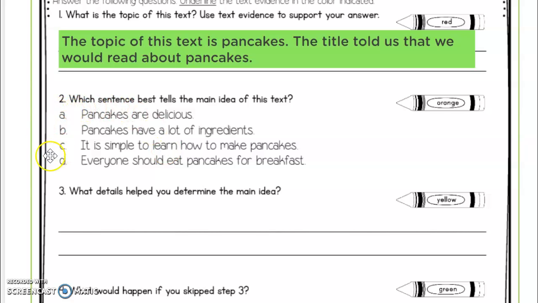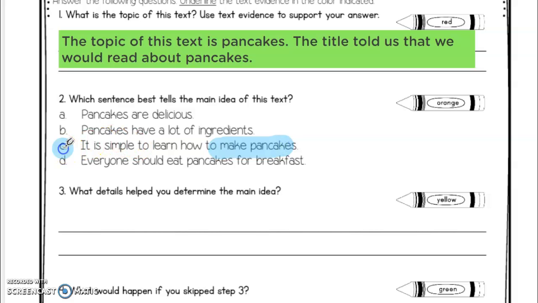Let's read our options and see which one fits best with what we came up with. Pancakes are delicious. Pancakes have a lot of ingredients. It is simple to learn how to make pancakes. Everyone should eat pancakes for breakfast. Now, which one of these is telling us how to make pancakes? Well, the only one that has make pancakes in it is C. So go ahead and choose C.